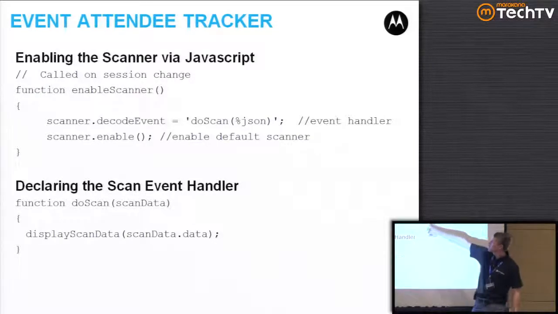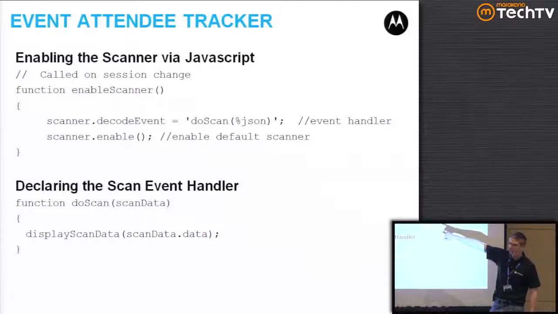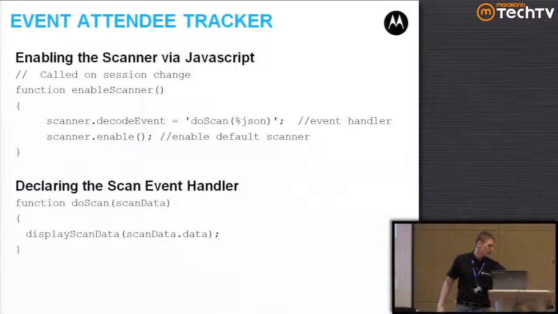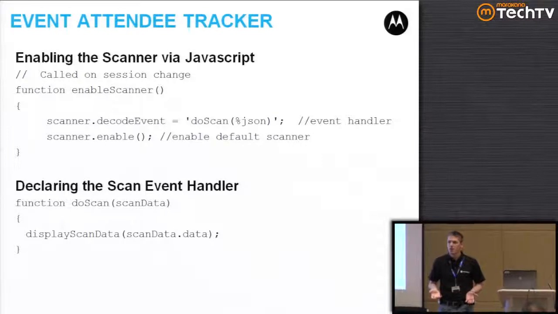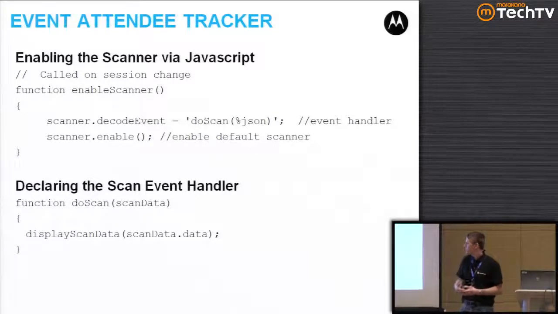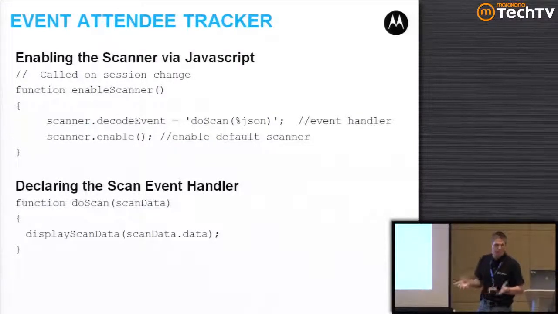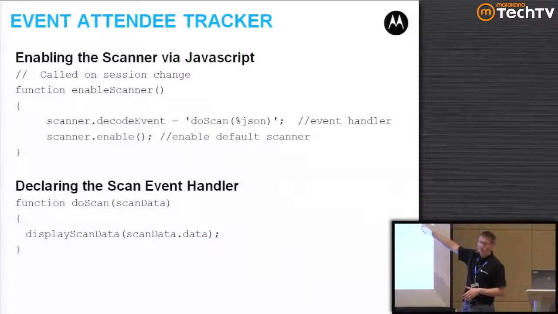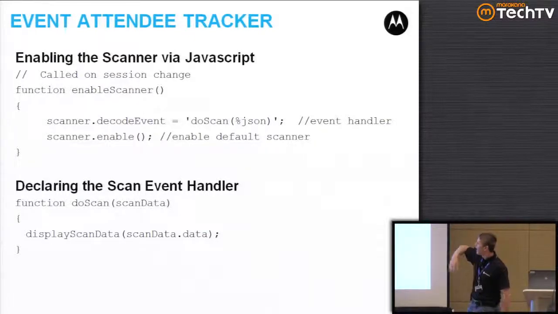But we're doing 2 things here. We're setting up a JavaScript event to receive the scanned data, and we're then enabling the scanner. So enabling the scanner is putting it in a state where we're able to press the yellow trigger and it will do a scan. If you want to make it scan without having to press the yellow trigger, you can do what's called a soft scan, but we're just enabling the default functionality here.